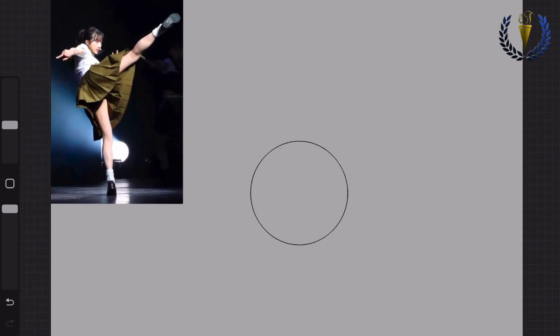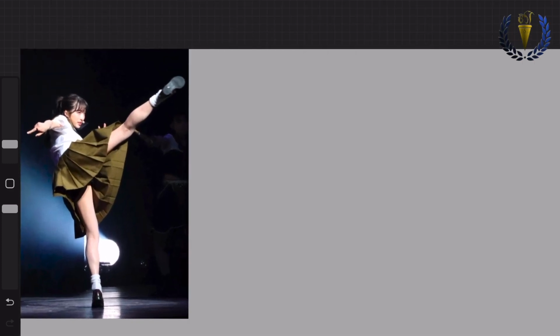So today I'll be using this reference, and I want to go through my process of how I break down this very dynamic pose and go about starting to draw it. For that, I want to highlight a few key aspects of any pose, which are perspective, anatomy, and direction.